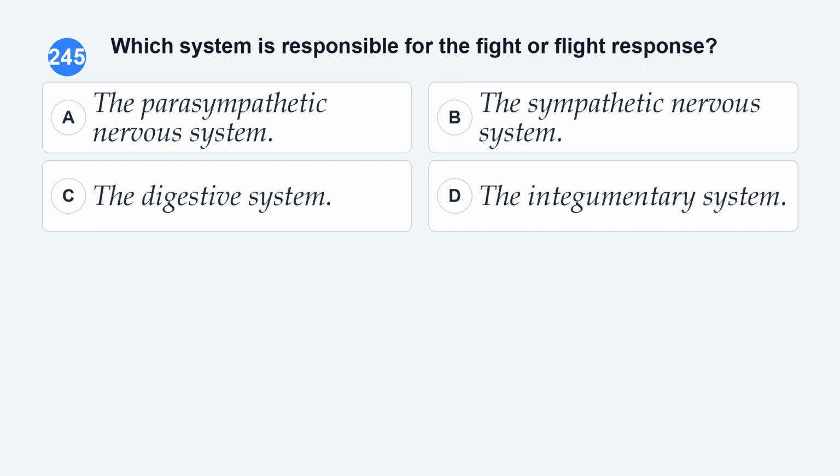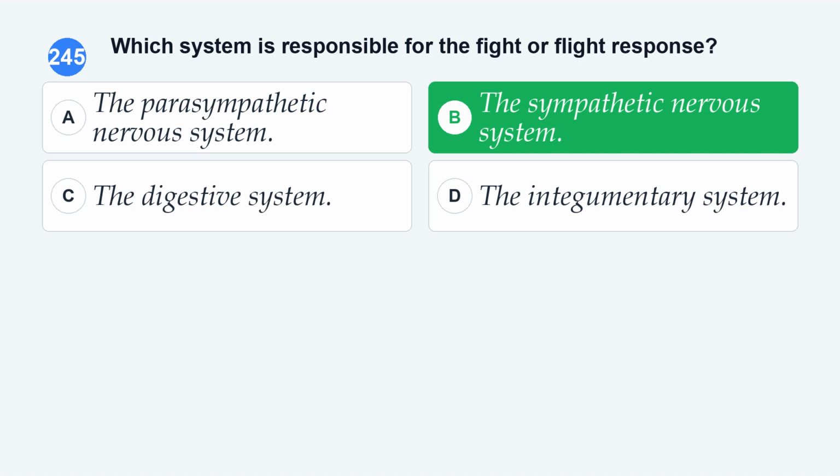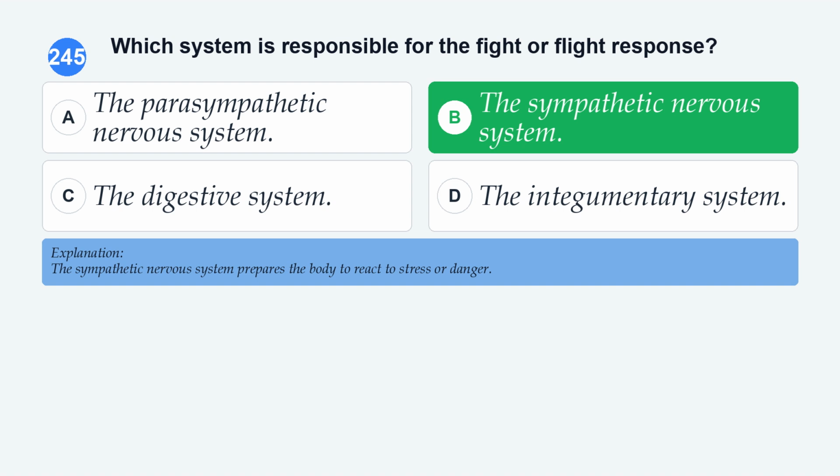Question 245. Which system is responsible for the fight or flight response? Option A, the parasympathetic nervous system. Option B, the sympathetic nervous system. Option C, the digestive system. Option D, the integumentary system. The correct answer is option B, the sympathetic nervous system. Explanation. The sympathetic nervous system prepares the body to react to stress or danger.